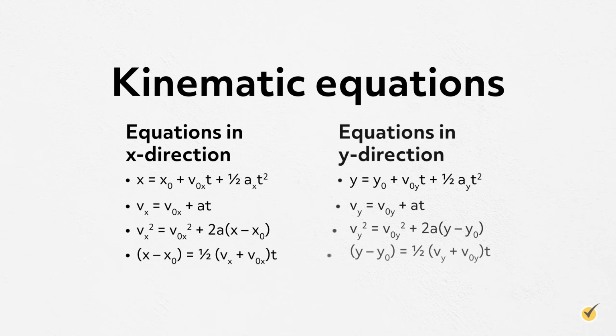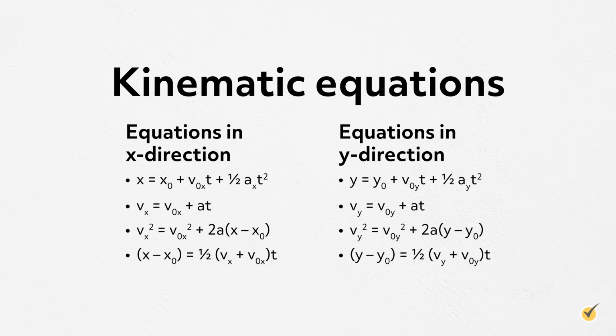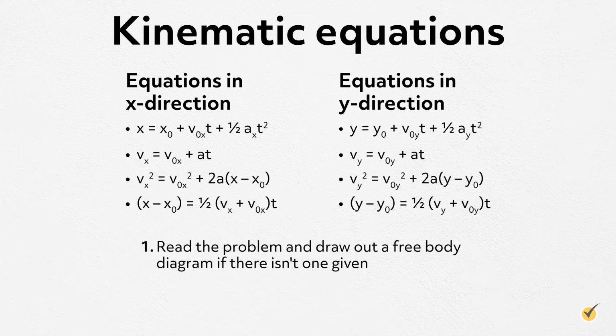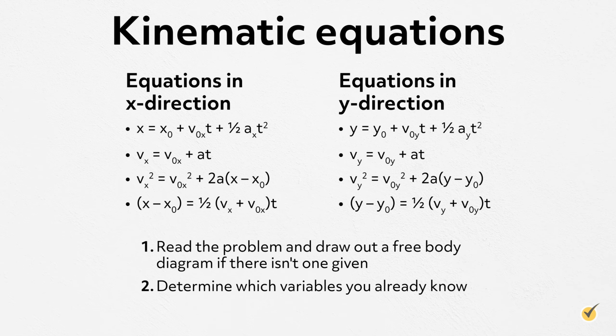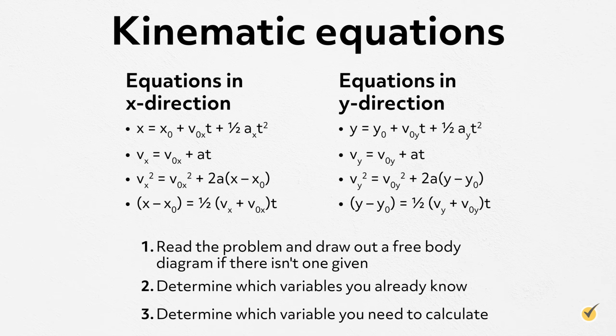So, how do you put all of these variables together to describe the motion of an object? You may have already been introduced to the kinematic equations. With this set of equations and the handy tips we discussed, you can solve any projectile motion problem. Don't worry, you won't have to use all of these equations for every problem. The trick to these problems is to be methodical. It helps to follow these steps. Read the problem and draw out a free body diagram if there isn't one given. Determine which variables you already know. Determine which variable you need to calculate.